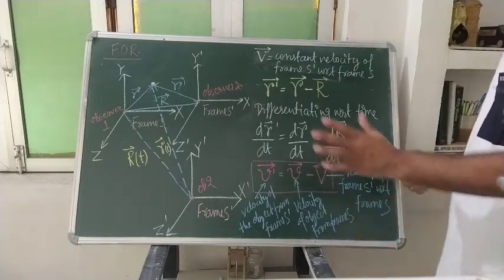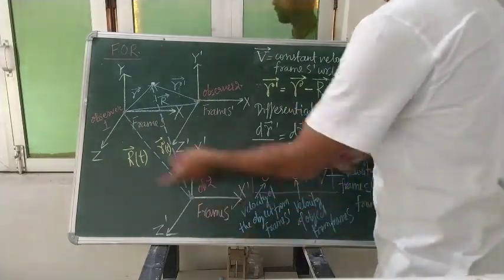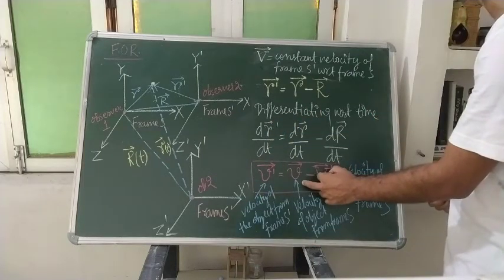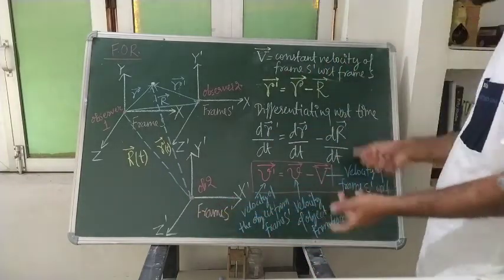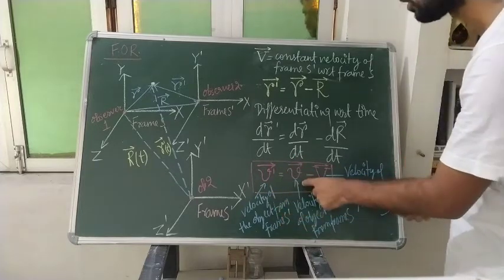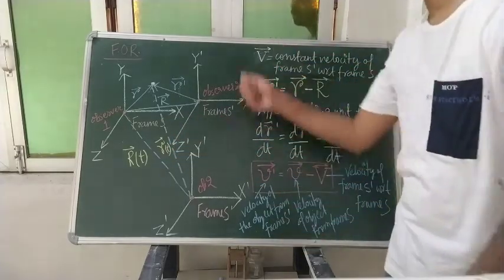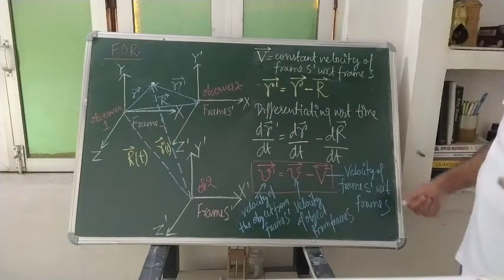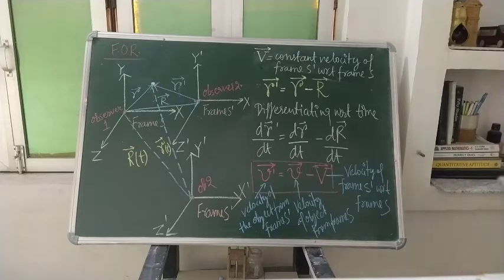And if something is moving in frame S with a certain velocity, say small v vector, and we are looking from frame S prime, then the velocity of that object from frame S prime becomes the velocity of that object from frame S minus the velocity of the frame with which it is moving. So the concept of relative velocity we get from here. You can note down up to here, after that I will tell you. Can I have the screenshot of it?